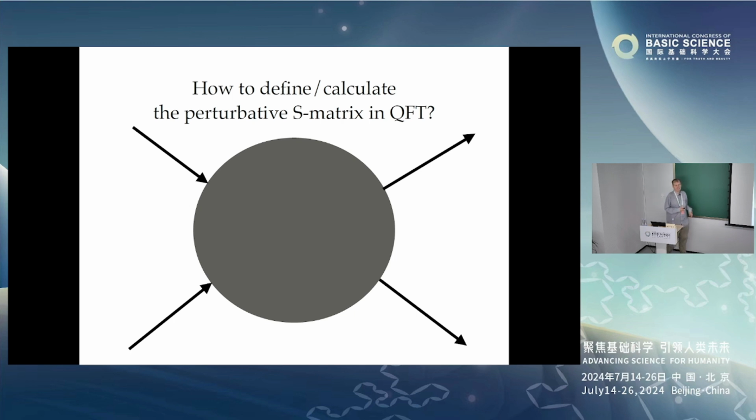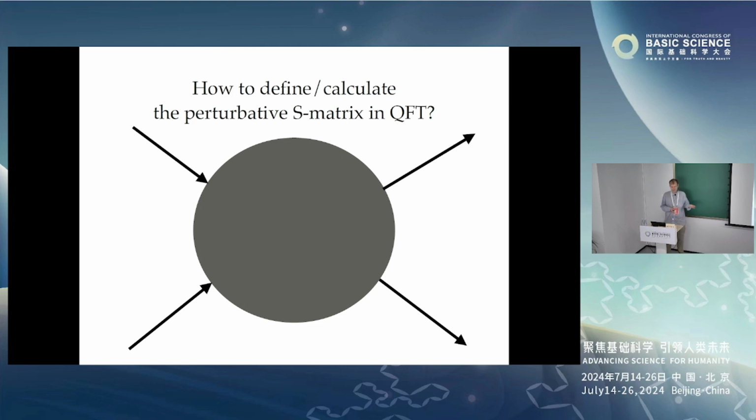Okay, so the general question we would like to address here is how to define and possibly calculate the perturbative S matrix in quantum field theory. It's a very broad question. The standard answer that we can find in the textbooks is that we draw Feynman diagrams, we sum all of the contributing ones, and we get the S matrix, this in the perturbation theory.